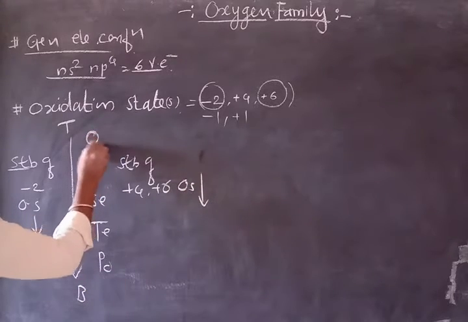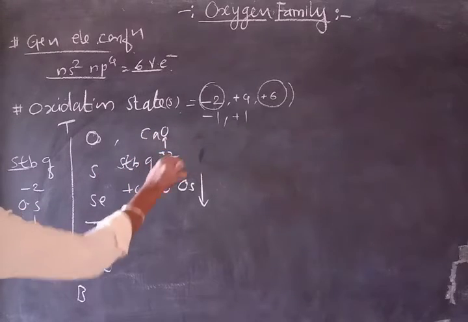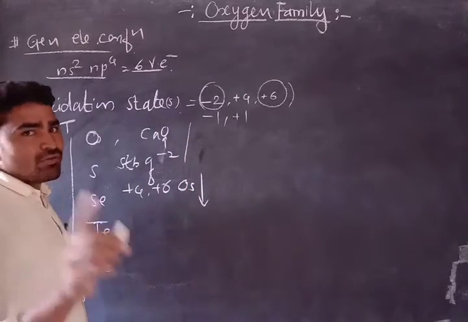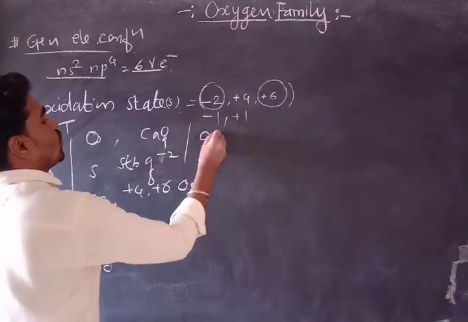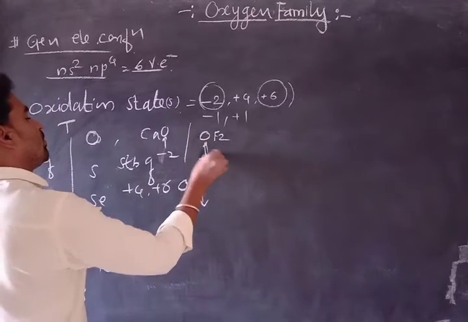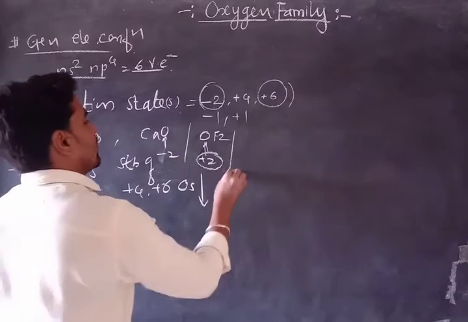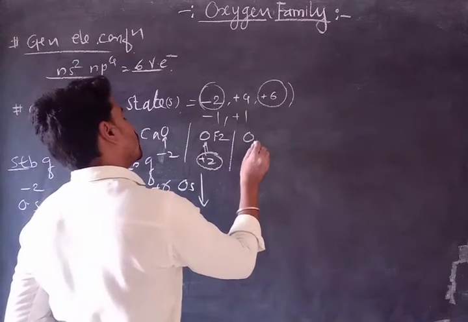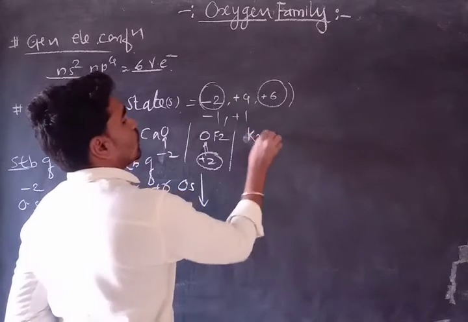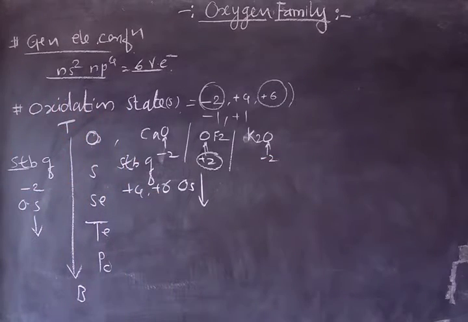Here generally we can have the example calcium oxide, in which oxygen shows a -2 oxidation state, but there is only one example, that is OF2, oxygen difluoride, in which oxygen shows +2 oxidation state. Or we can have another example, that is K2O, like this. Here it will again show -2 oxidation state.